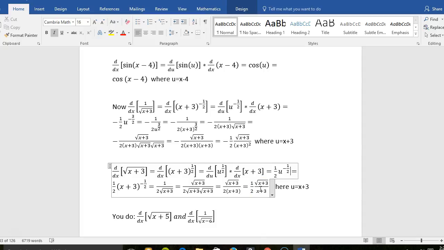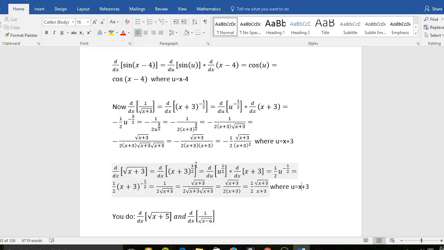I just like that form better. I'm sure if you wrote this as radical x plus 3 over 2x plus 6 with no parentheses, your professor would take it. More than likely, but let me just do this my way, okay? And again, we replaced x plus 3 with u. That's what all this was based off of. Do them the way I just did them, okay?